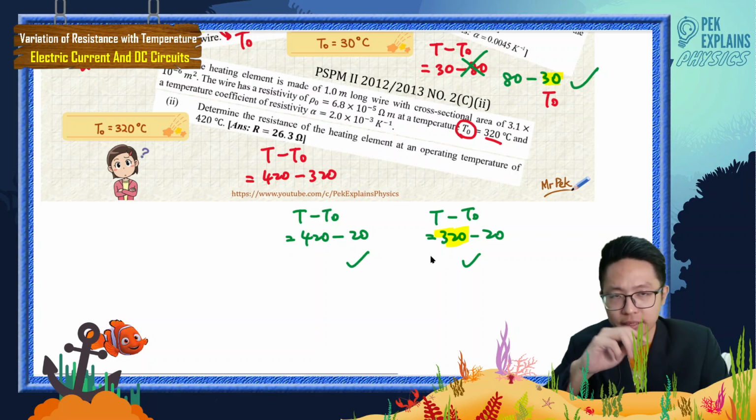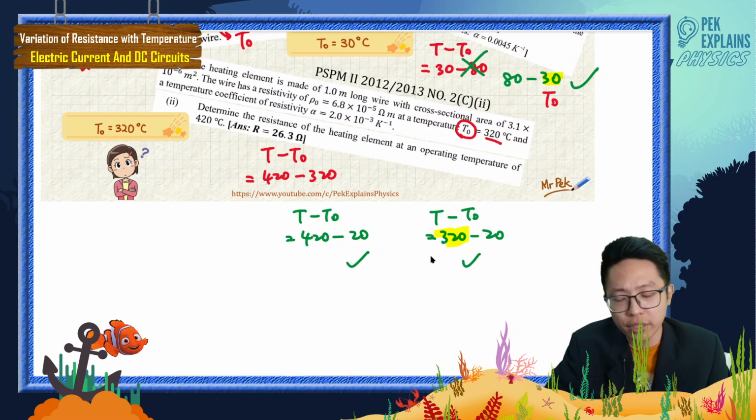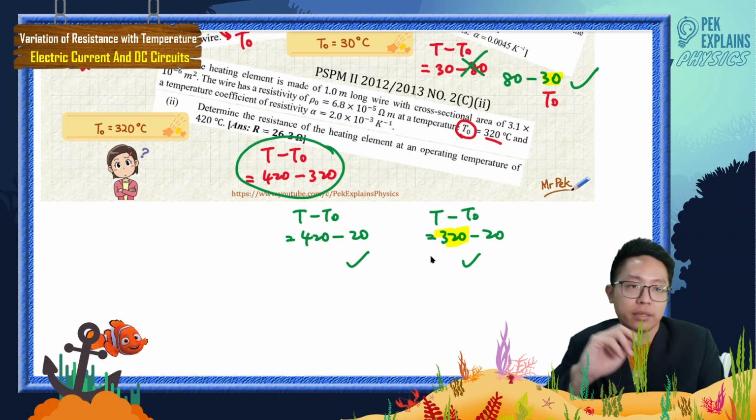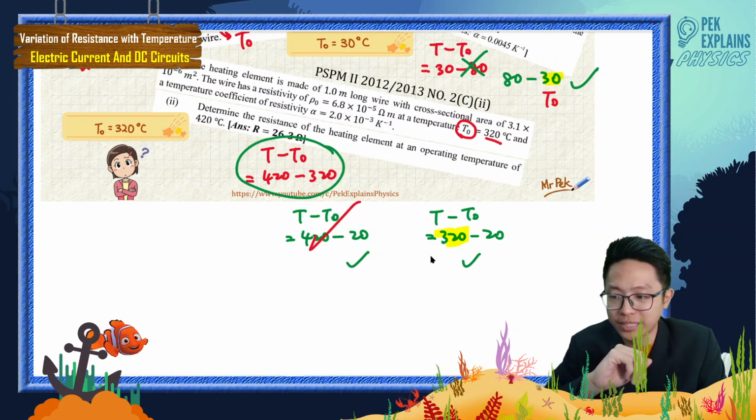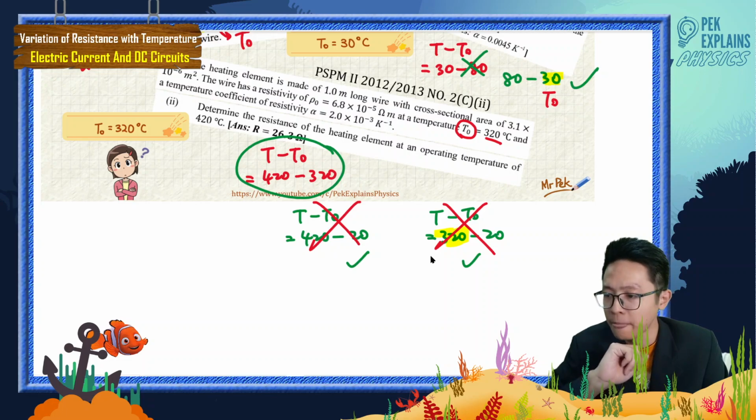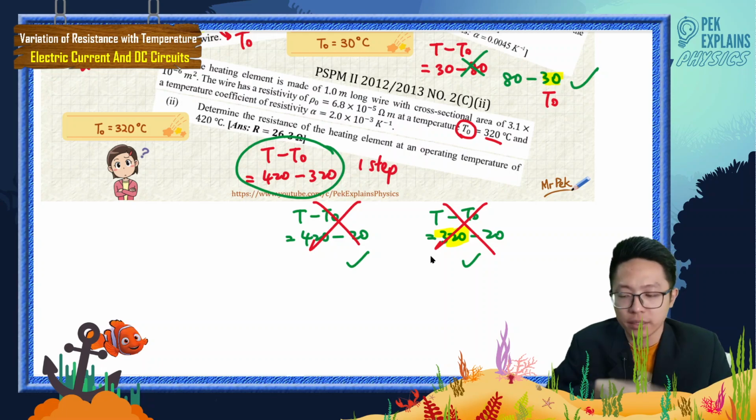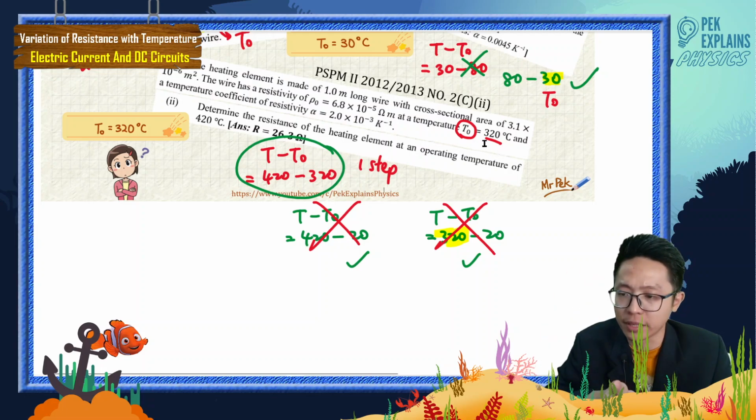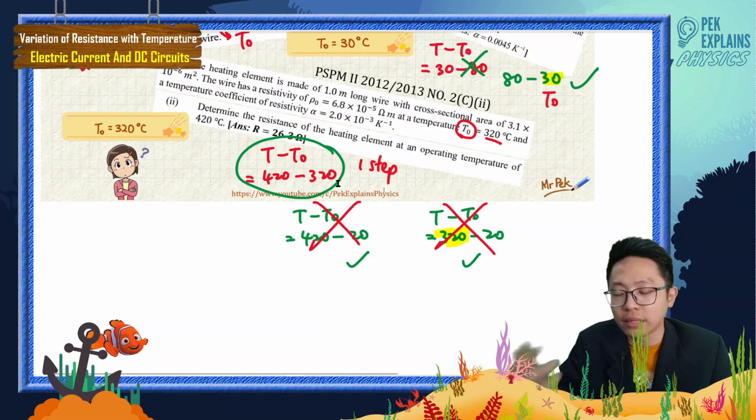Okay, do you think this is correct? I already checked the international books. Actually, the international book just used this way. He never used two steps. You can check the international book, Cutnell. He just does one step, not two steps. Straight away, because he already specified 320 is the reference temperature. So just use one step: 420 minus 320, and that solves the problem.